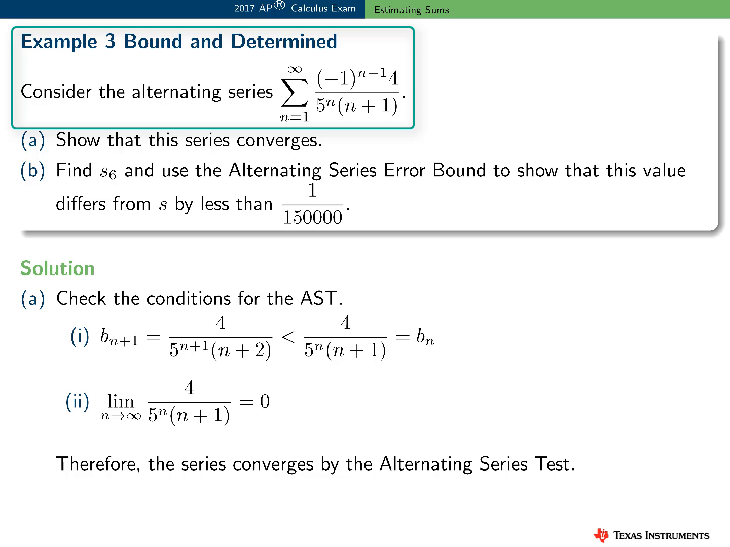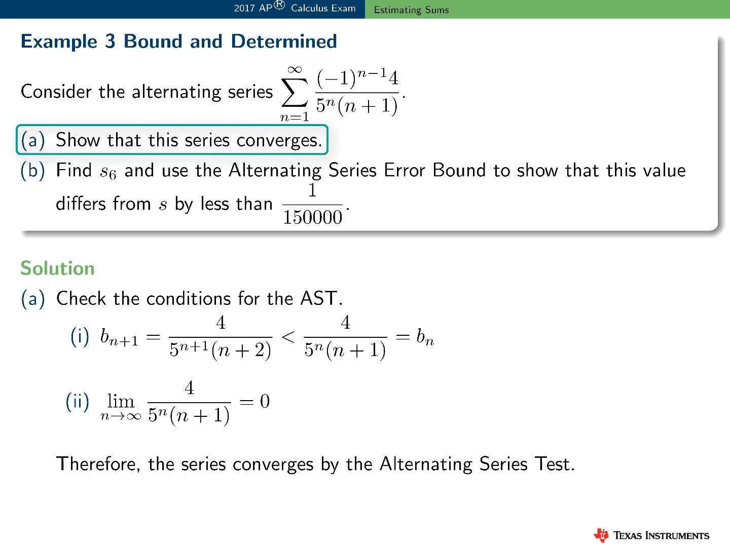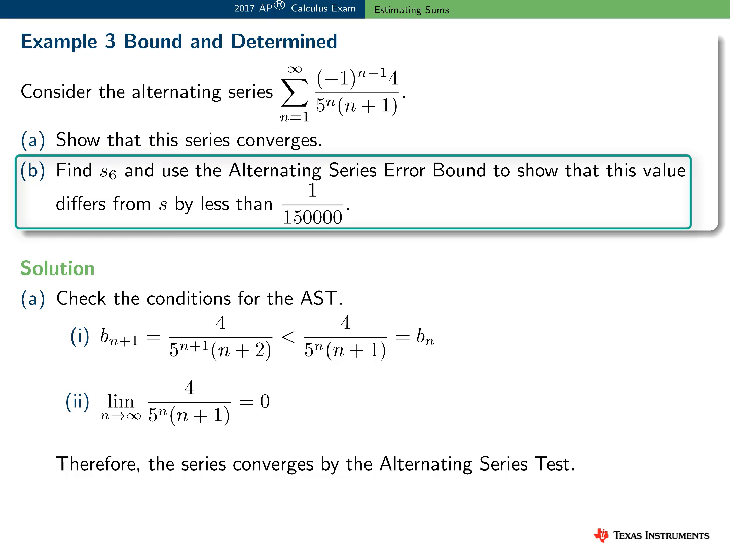Here's another example. Consider this alternating series. First, show that this series converges, and then find S sub 6, the sixth partial sum, and use the alternating series error bound to show that this value differs from S, the sum of the series, by less than 1 divided by 150,000.